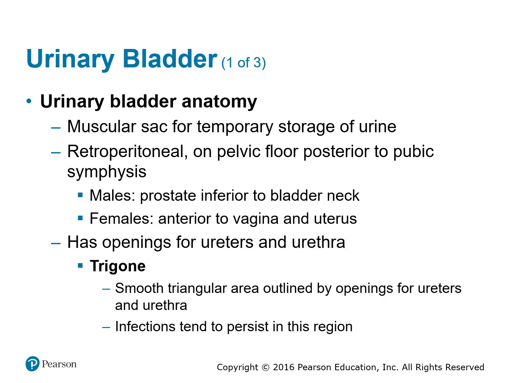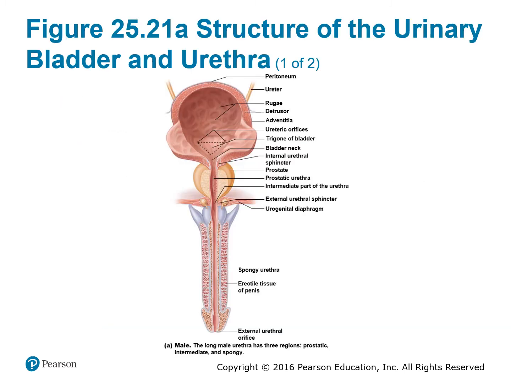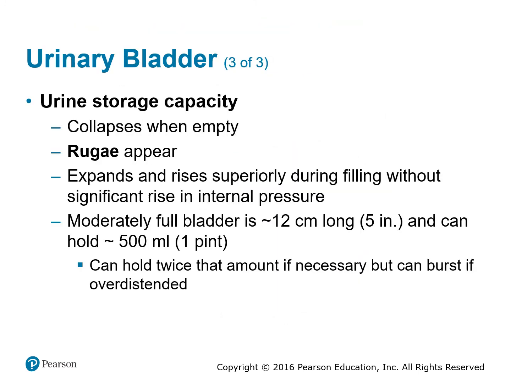Urinary bladder anatomy, here it is to remind you, but I know you had it in GA. All right, so the urine storage capacity, it collapses when empty. We see the rugae, those are those ridges. Okay, so it expands and rises superiorly during filling without significant rise in internal pressure. So a moderately full bladder is about 12 centimeters long and can hold about a pint of urine. Okay, it can hold twice that amount if necessary, but can burst if over-distended.